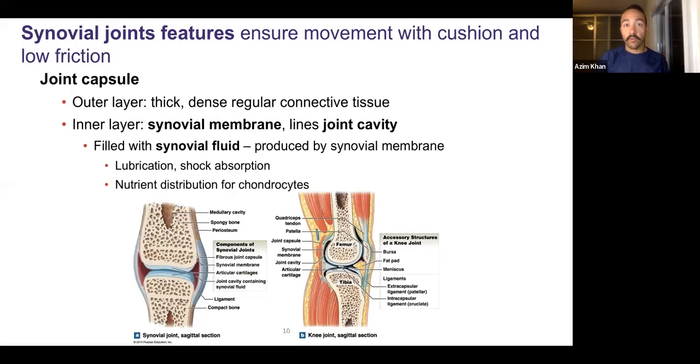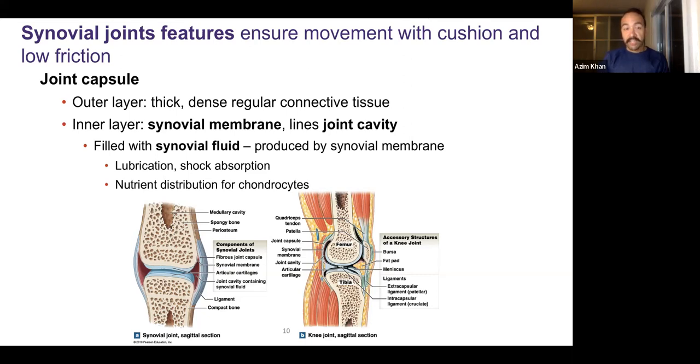Hey everyone, we are in Chapter 9, Articulations, Joints, starting on slide 10. We've already discussed the different types of joints based on movement: synarthrotic, amphiarthrotic, and diarthrotic. We're focusing on those diarthrotic joints here, specifically what they're made of. All diarthrotic joints are synovial joints. They have synovial membrane, synovial fluid, and other things that allow for movement, lubrication, and stability.